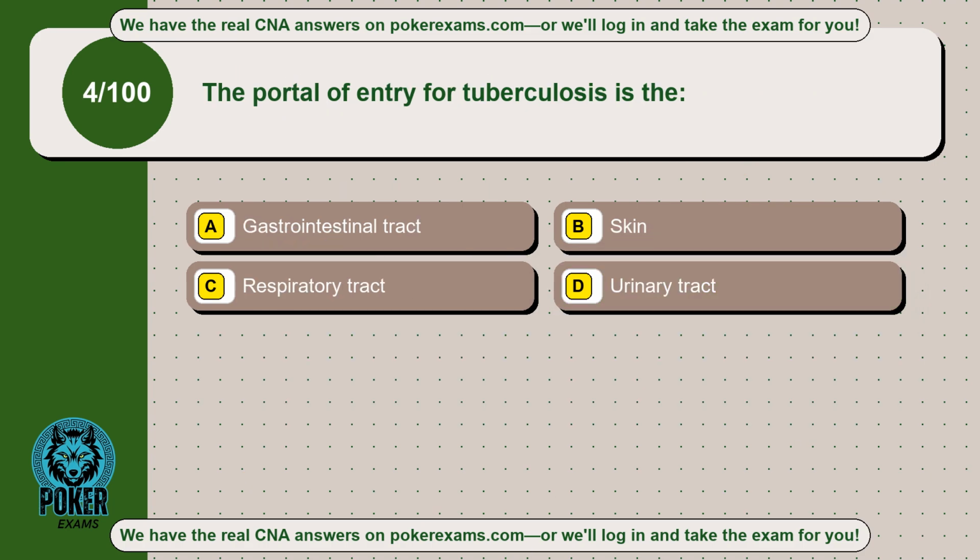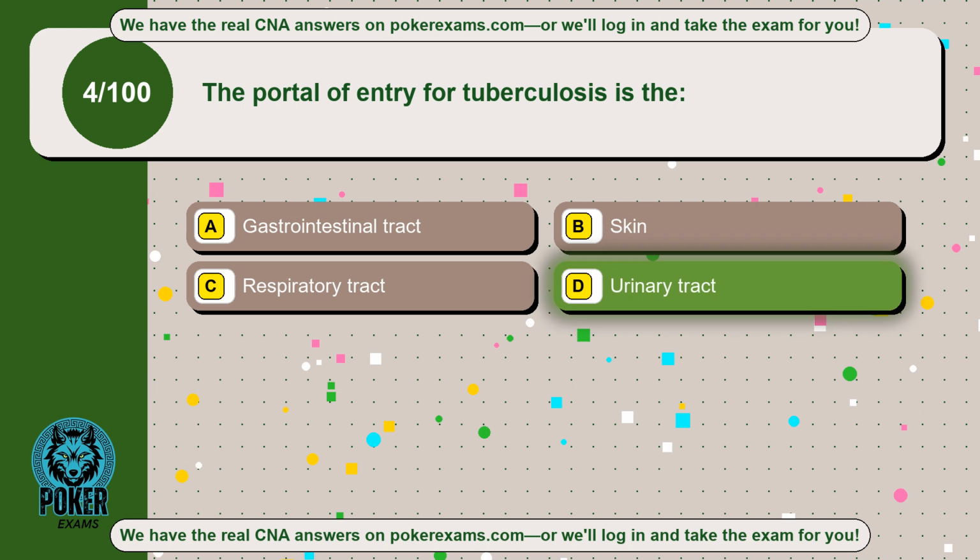Question 4. The portal of entry for tuberculosis is the: Option A, gastrointestinal tract. Option B, skin. Option C, respiratory tract. Option D, urinary tract. The correct answer is option D, urinary tract.